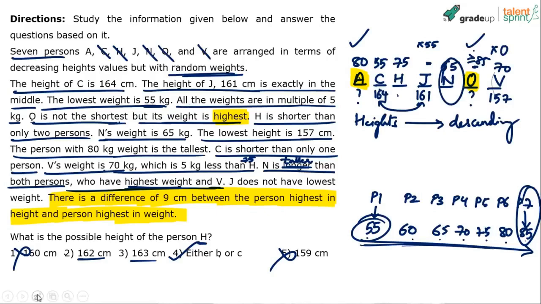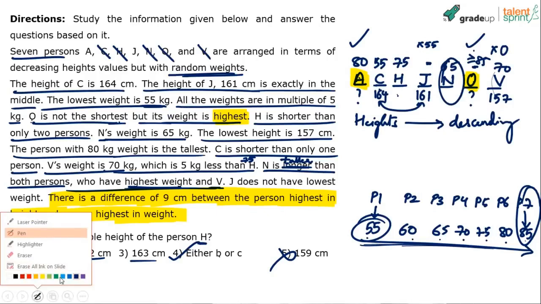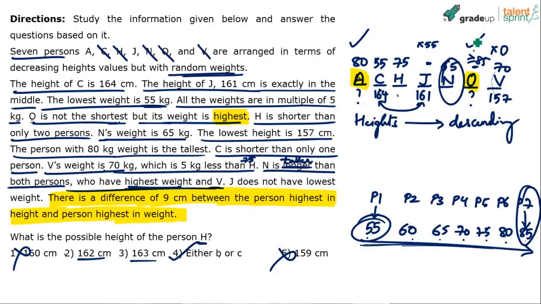So, in a different situation, let me use a different color to explain that. I can say that O's weight is 90 kgs. J's weight is, let's say, 85 kgs. In that case, what happens? J becomes second highest because A is 80, J is 85 and O is 90. O is still the heaviest person, but second heaviest is J and not A.